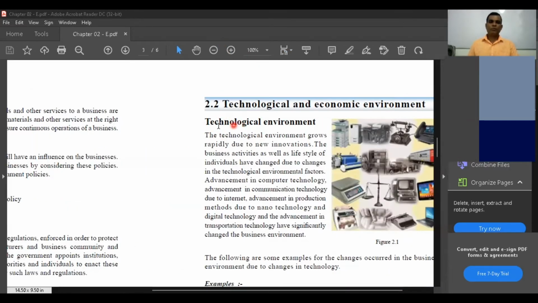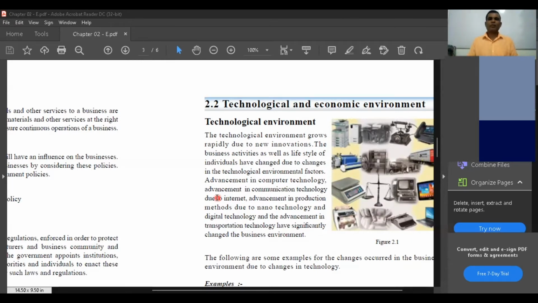Right, now we are going to discuss the technological environment. You know that in the modern business context, technology is highly affecting business work. The technological environment grows rapidly due to new innovations. These innovations are new things created by human society. The business activities as well as the lifestyle of individuals have changed due to changes in technological factors. Advances in computer technology, advancement in communication technology due to the internet, advancement in production methods due to nanotechnology and digital technology, and advancement in transportation technology have significantly changed the business environment. This is how the technological environment affects business, so please write it down.